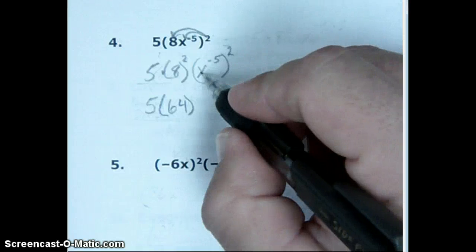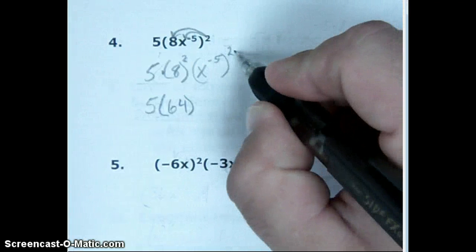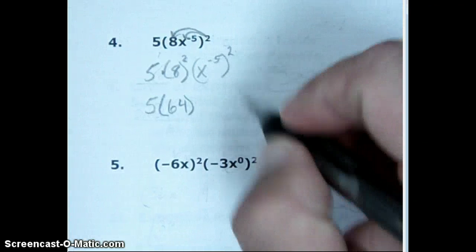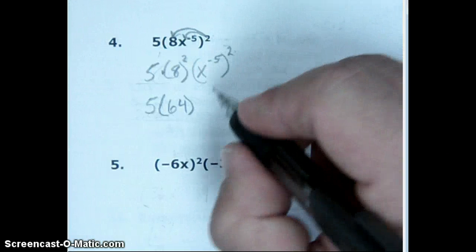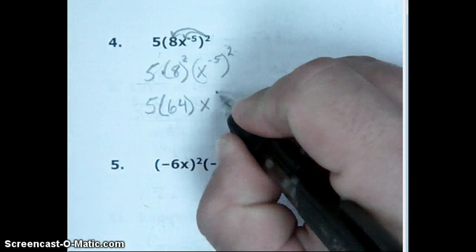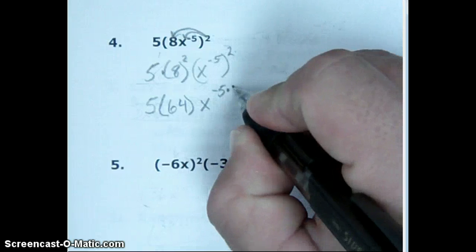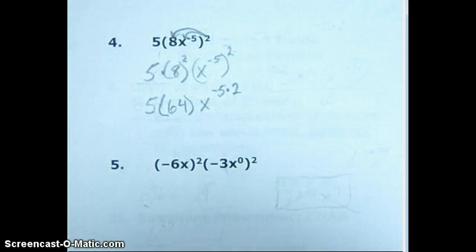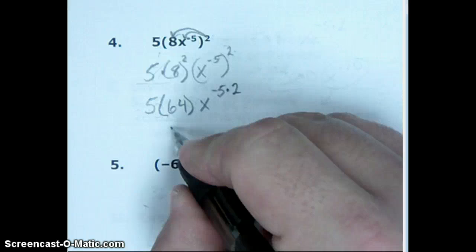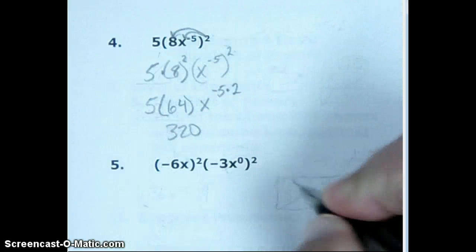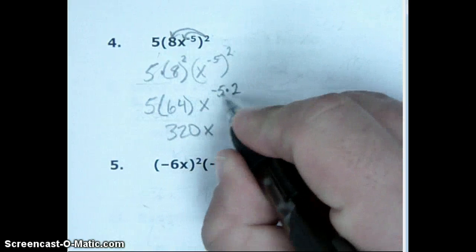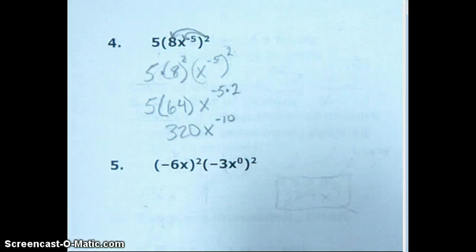And then x to the negative 5 squared, that's the law we're working on. That's a power to power, or an exponent to exponent. So that's really saying x to the negative 5 times 2. And if we work that out, 5 times 64 is 320. X to the negative 5 times 2 is negative 10.